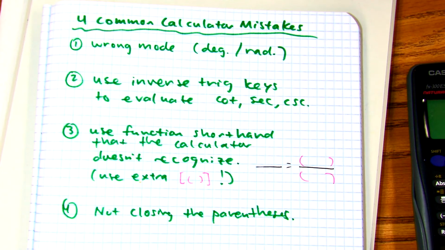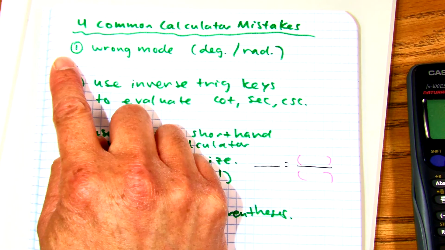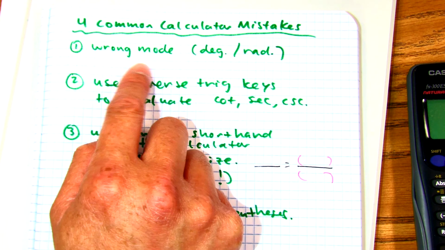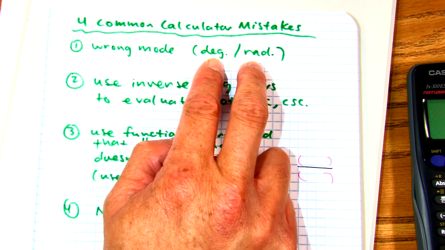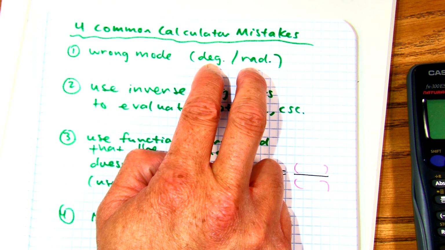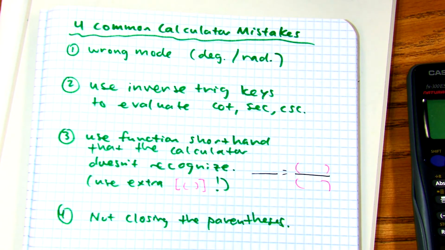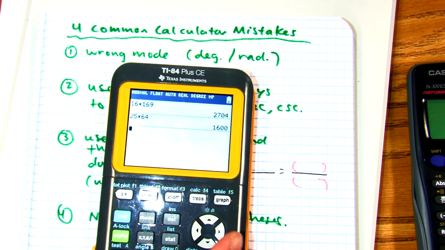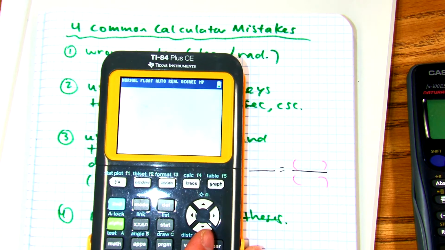Four common calculator mistakes. Number one, and it is the number one mistake, is using the wrong mode. You have two modes in your calculators, degrees and radians. How do you know if you're on the correct mode? It's based on what the problem needs.